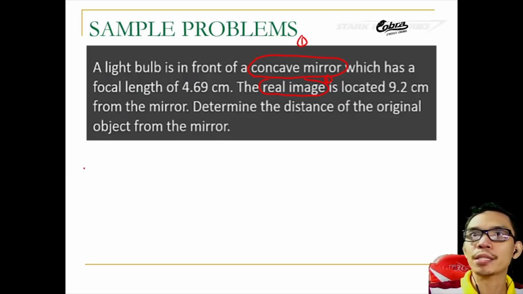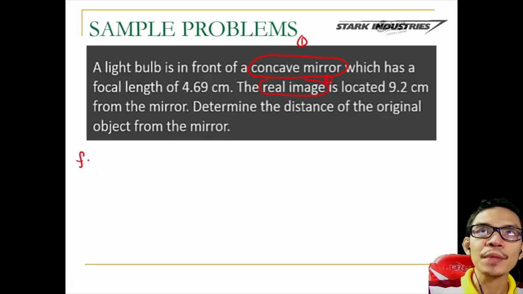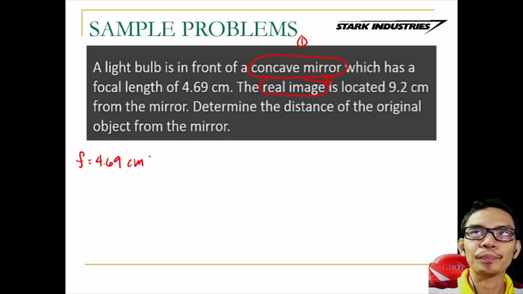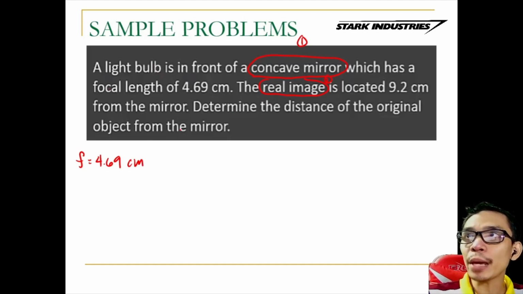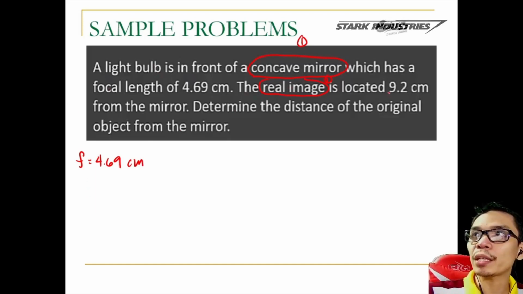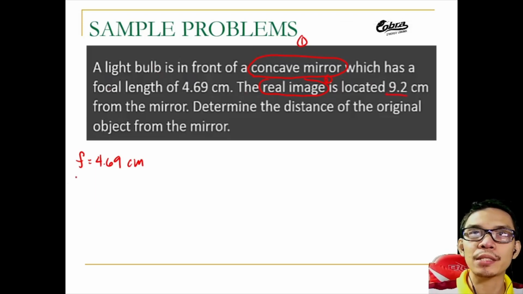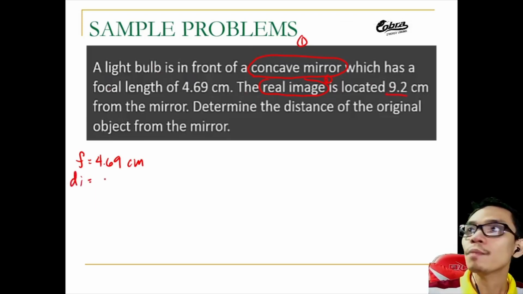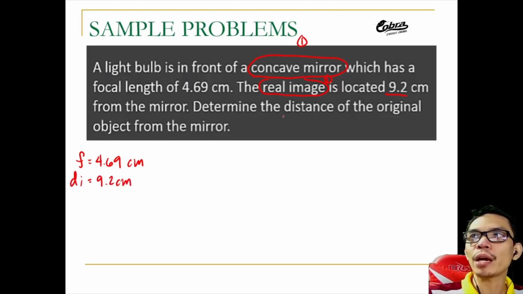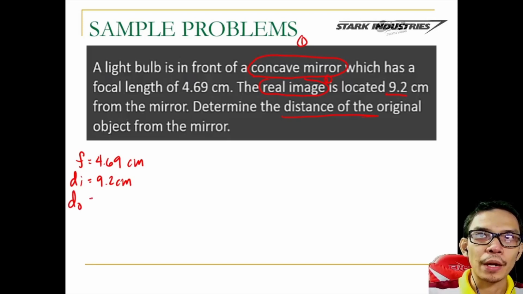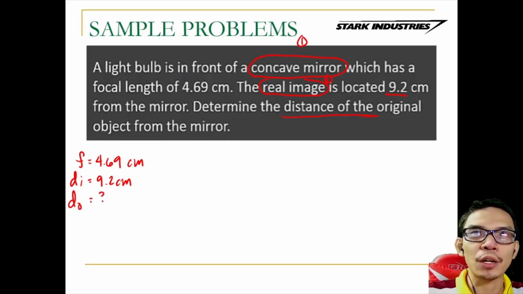Let's start writing now the given data. The focal length was 4.69 cm. The real image distance, 9.2, will be treated as the distance of the image, so that will be 9.2 cm. And finally, we are asked to find the distance of the original object.